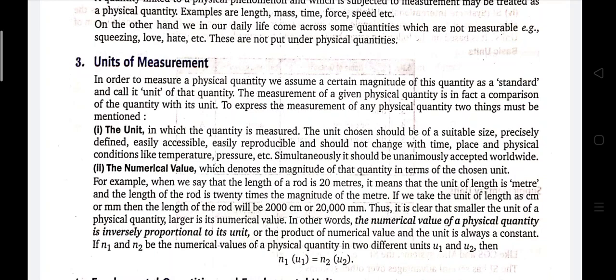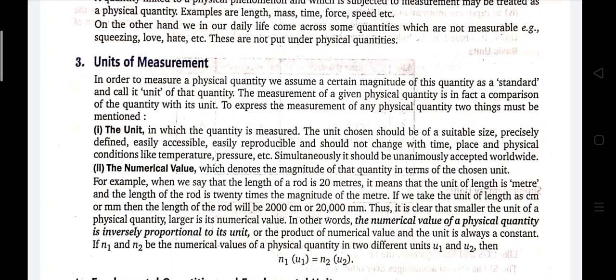Now, as I told you, units are reproducible. So if we change unit 1 from meters to centimeters, then it becomes 20 into 100, that is 2000 centimeter. Okay, so N1 U1 equal to N2 U2.